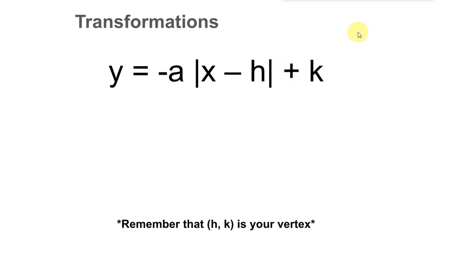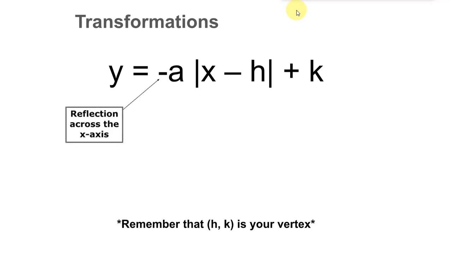All right, so the parent function of an absolute value function is y equals absolute value of x. Clearly, there are more complicated ones than that. And so here is an absolute value function in standard form. And all these letters tell us different things that have happened to the graph compared to what the parent function was. So let's start at the very beginning.